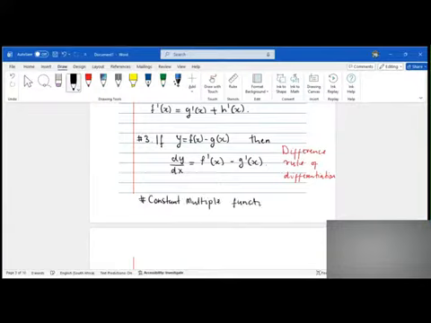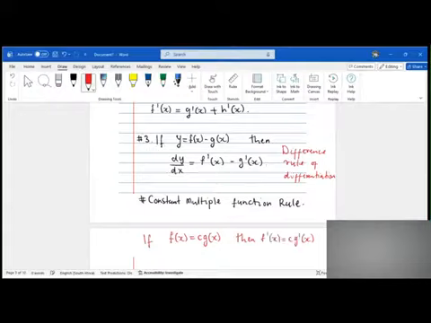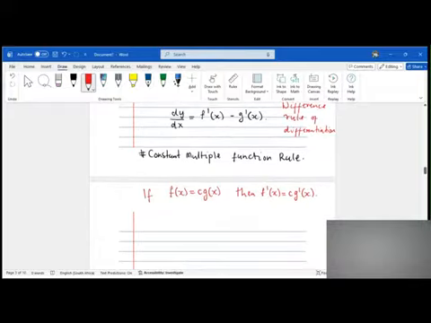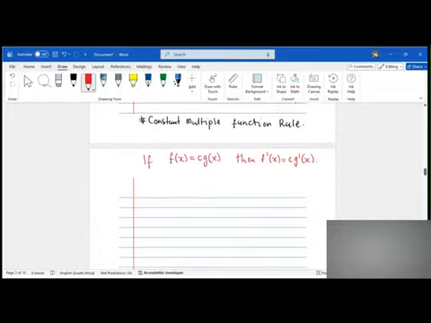Next is the constant multiple function rule. It states that if f of x equals a constant multiplied by another function, then the derivative is the constant multiplied by the derivative of the function. So we are going to prove that. I'm left with two rules which we need to cover for today, so let's look into it.